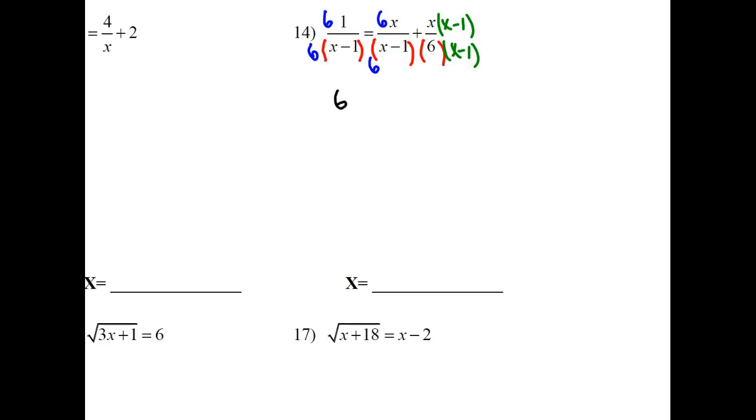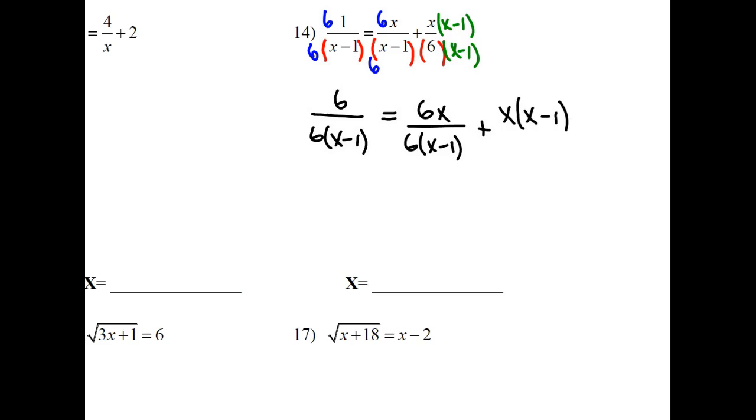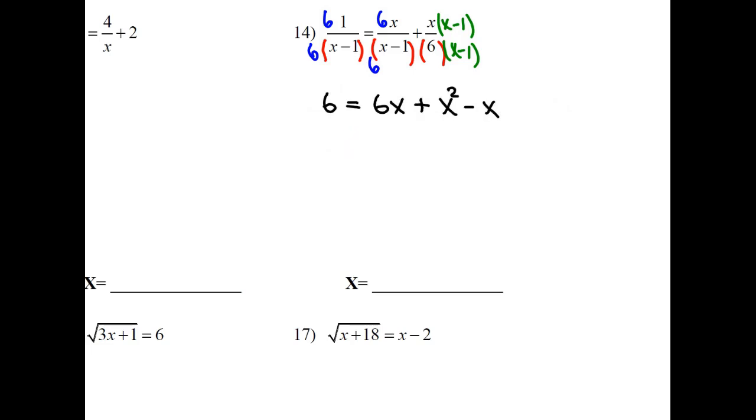We have 6 over, and then you can just leave this, 6 times x minus 1. We actually don't really need it. Equals 6x over the same denominator, because that's what I just got, common denominators. And that is plus x times x minus 1 over 6 times x minus 1. Okay, the whole point of that was to get all the denominators to match. So guess what? I have all the denominators to match, so I can just go ahead and ignore them. I'm going to clean this up, create a little space here, and erase those denominators. Distribute the x to x minus 1. This is what I have.